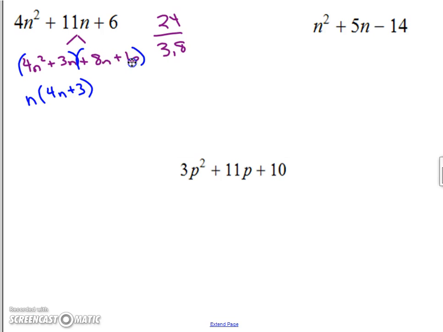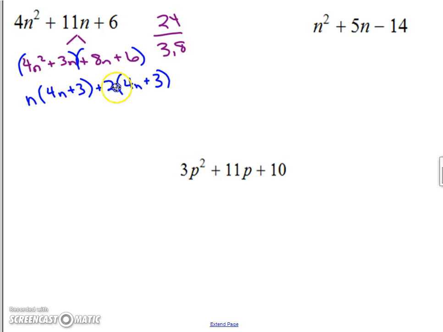Looking at 8n plus 6, I can take out a 2. Again, a positive 2, so I'm going to write plus 2. This one doesn't have an n, so I can't take out an n. 8 divided by 2 is 4. I didn't do anything with the n. 6 divided by 2 is 3.